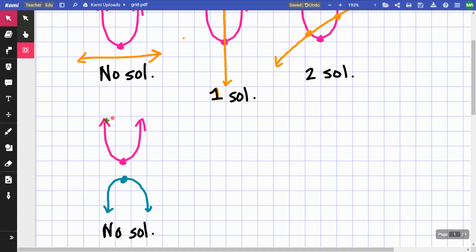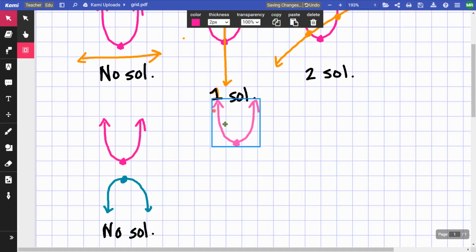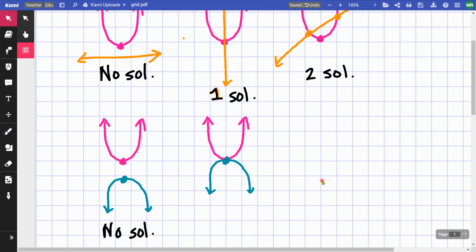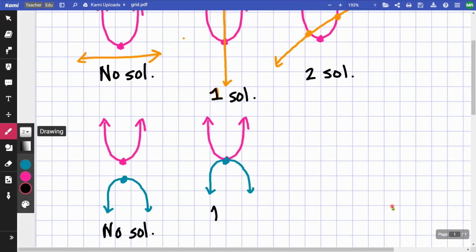Now, I could have a situation where I have a parabola and I have the other parabola, but maybe their vertex touches at one spot. And maybe then I'm going to have one solution.